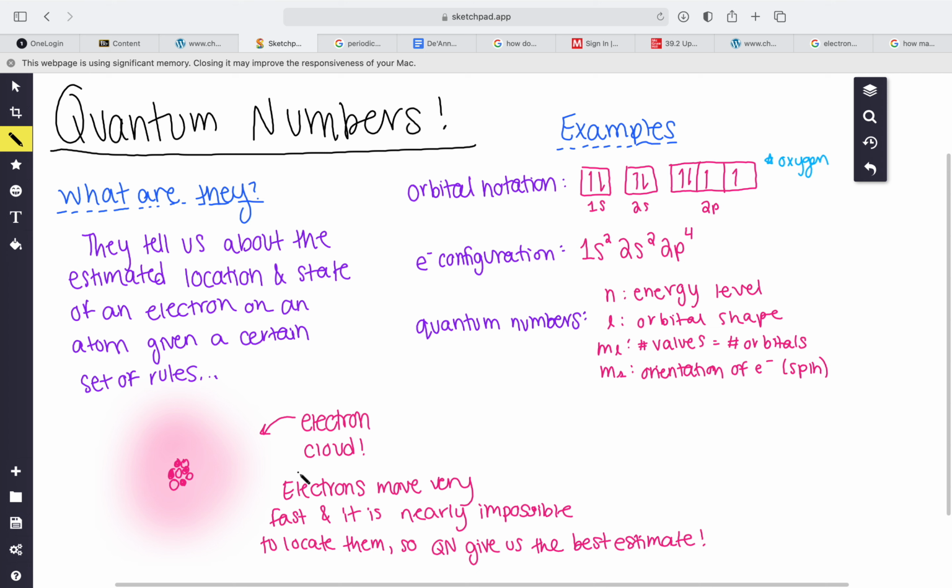Okay, so just to start off with the basics of what quantum numbers are. They tell us about the estimated location and state of an electron on an atom given a certain set of rules. So basically, you might be looking at an electron configuration or quantum numbers, or you're looking at orbital notation, which we have over here. It's telling us here's where we think the electrons are, here's how they're going to be shaped, and here's their orientation.